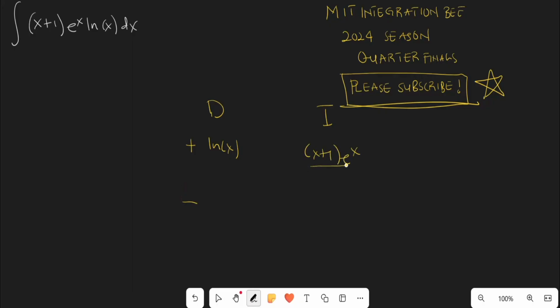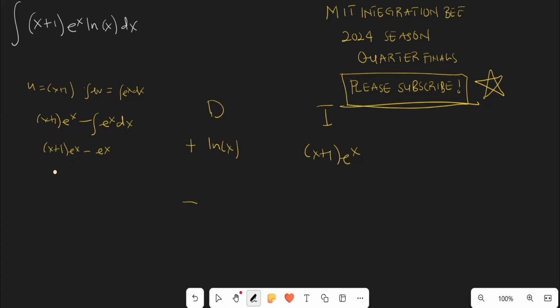Integrating this one, I'm also going to use integration by parts again. You can let u be equal to x plus 1 and dv to be the integral of e to the x dx. So it's uv, which is x plus 1 e to the x, minus the integral of v, which is e to the x, du, because differentiating u with respect to x gives du, which is dx. So that is x plus 1 times e to the x minus the integral of e to the x, which is e to the x.